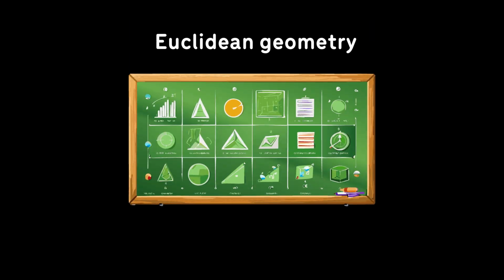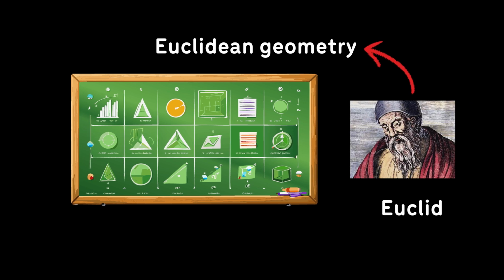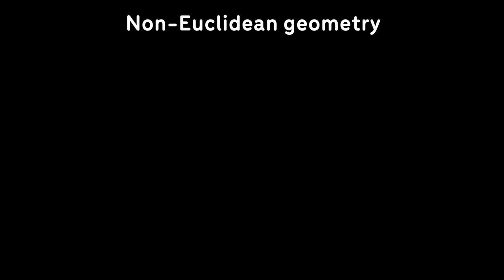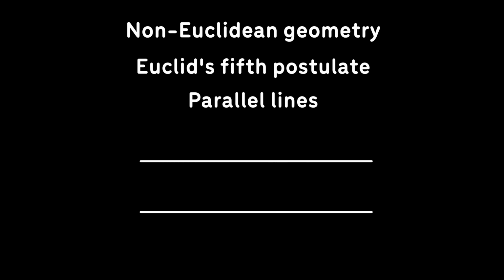Everything we've talked about so far falls under Euclidean geometry, named after the ancient Greek mathematician Euclid. But what if we change some of the basic rules? In non-Euclidean geometry, we play with Euclid's 5th postulate, which is basically about parallel lines. In Euclidean geometry, given a line and a point not on the line, there's actually only one line through that point, which is parallel to the given line.